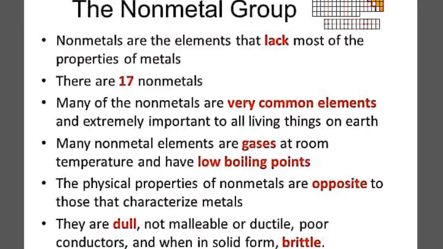The next point says that the physical properties of non-metals are obviously opposite to those of metals. The last point says they are dull, not malleable or ductile, poor conductors, and when in solid form, they are brittle. I hope everyone remembers the meaning of brittle. I'm reminding you once again that brittle means that if you hammer it, the substance is going to break into smaller pieces. It is not going to be formed into thin sheets. This property, in which the substance breaks into smaller pieces, is termed brittleness, and the substance is said to be brittle.